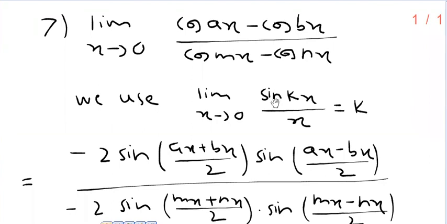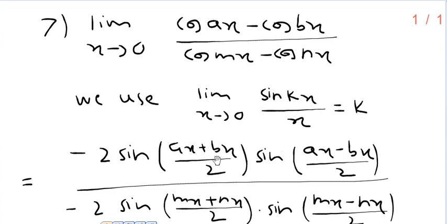Before that I have written which standard result is used. Limit x tends to 0, sine kx upon x. Usually we say that the angle must be fully repeated, but here I have written sine kx upon x. So the value of the limit will not be 1, it will be k. If I say limit x tends to 0, sine kx upon kx, yes, it is 1, but I have written x, so it is k.